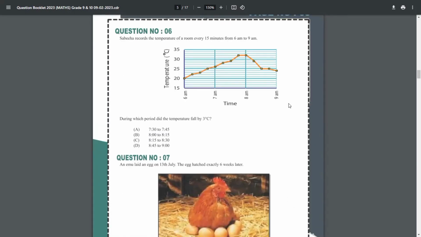Question 6. Sabiha records the temperature of a room every 15 minutes from 6 a.m. to 9 a.m. During which period did the temperature fall by 3 degrees centigrade? The correct answer is option B, 8 o'clock to 8:15.